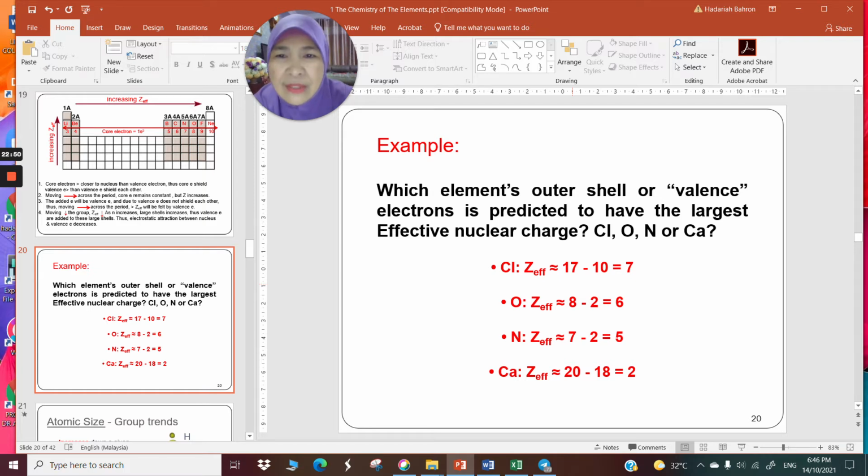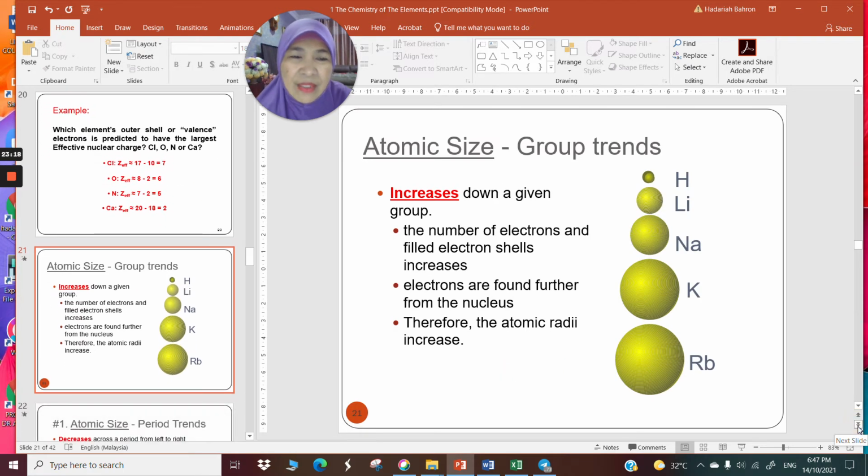Chlorine, not chloride, but chlorine. Chloride is the anion. Chlorine is the atom. Oxygen, 6. Nitrogen, 5. And calcium, 2. So obviously the biggest pull experienced by the outermost electrons will be in chlorine, and the smallest will be in calcium. I hope that's clear.